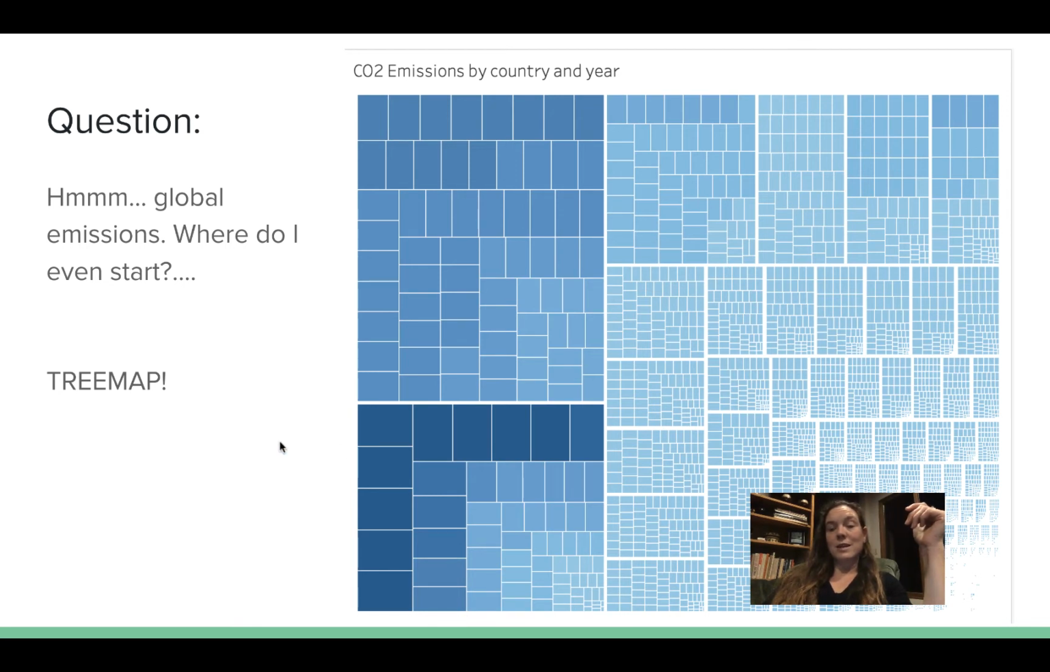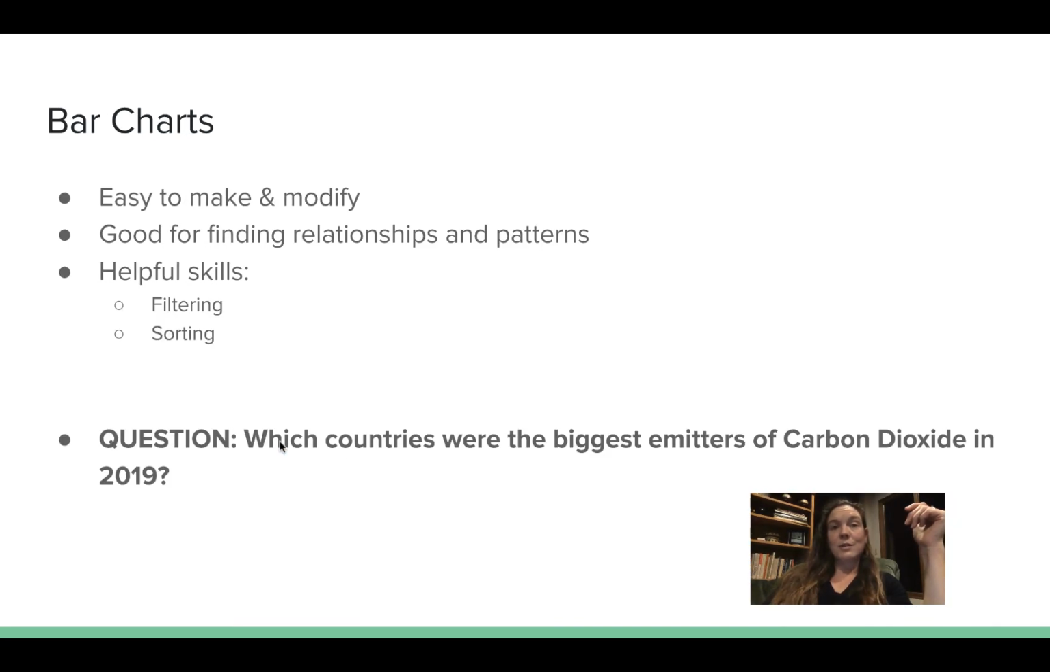So let's break that down and take a look at bar charts. Bar charts are kind of a data visualizer's bread and butter. When you put variables into Tableau, usually it will default by giving you a bar chart.